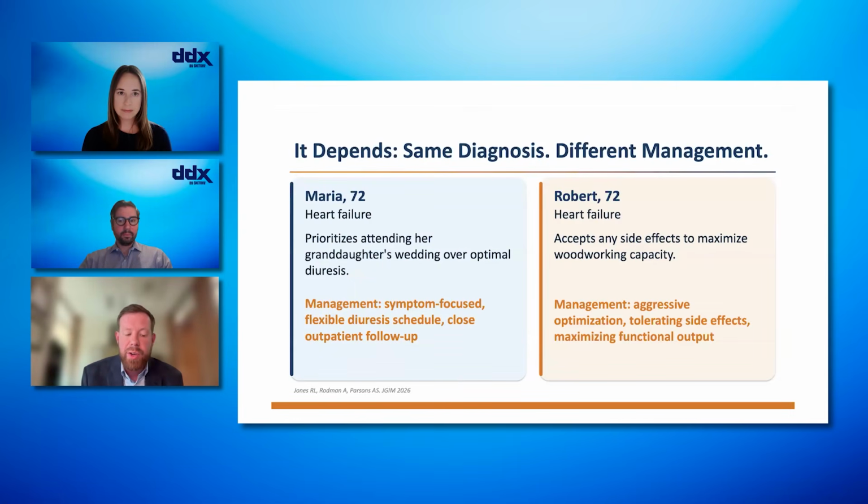So Maria wants to attend her granddaughter's wedding. That's her priority. So her management is going to be symptom focused, right? Flexible diuresis, perhaps, close outpatient follow-up, a plan designed around making it to that wedding, feeling well enough to be present and active in the wedding. Whereas Robert wants to maximize his woodworking capacity. That's his hobby. And he'll tolerate side effects if it means more functional output. So his management is aggressive optimization, pushing medications harder, accepting the trade-offs that Maria would not accept.